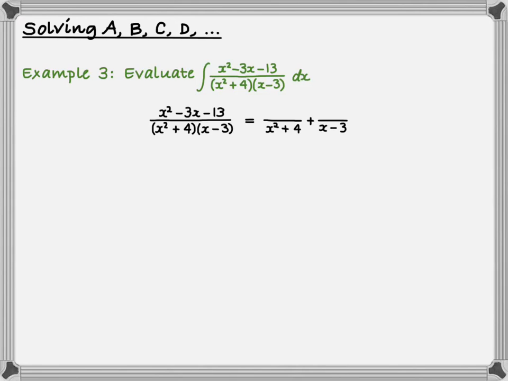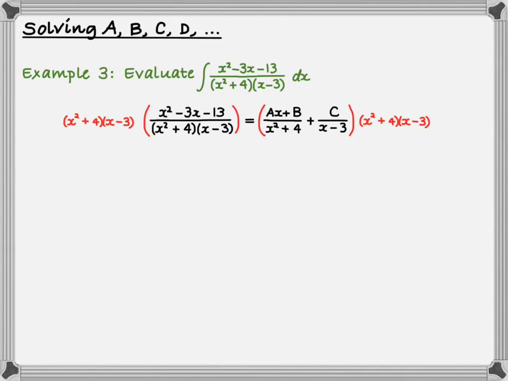Since x squared plus 4 is quadratic, the numerator will have to be an expression of the form ax plus b, which is a first degree expression, and since x minus 3 is linear, the numerator will be a constant. We can now again multiply both sides by the LCD, x squared plus 4 times x minus 3.